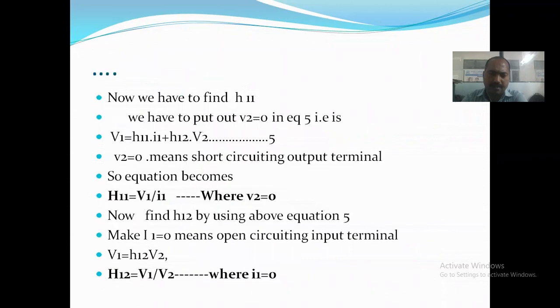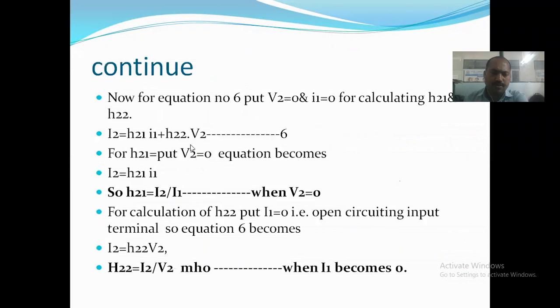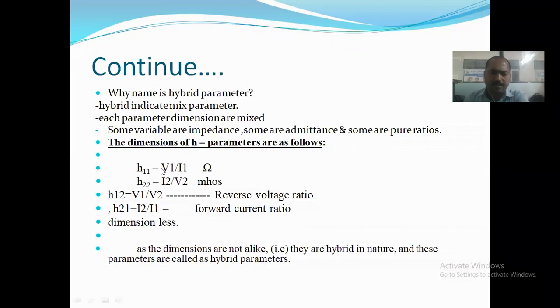See, h11 is nothing but v1 upon i1, right? We know that V upon I is nothing but a resistance. So the h11 parameter has the unit of ohm, because V upon I indicates that it is a resistance.